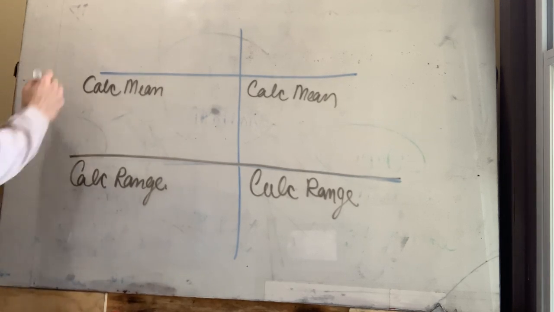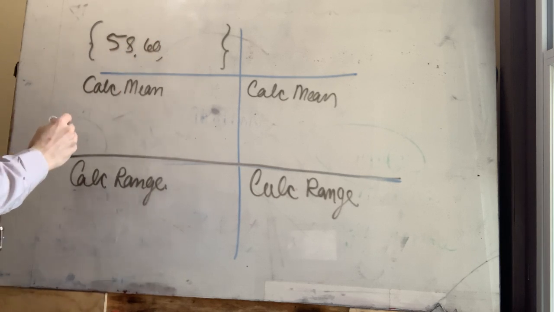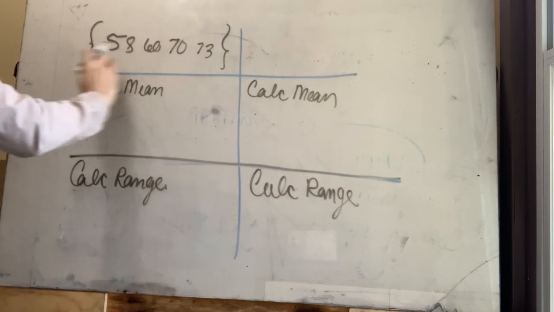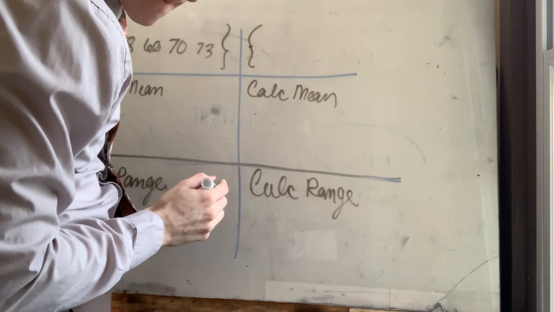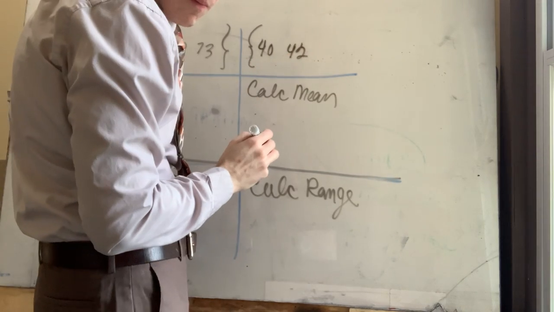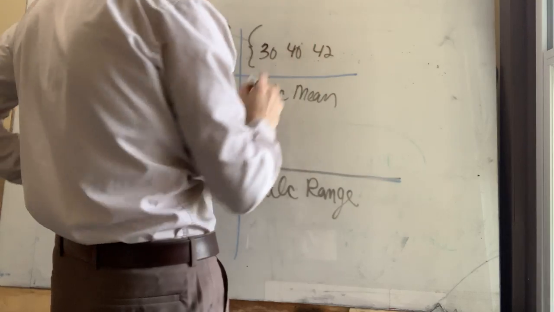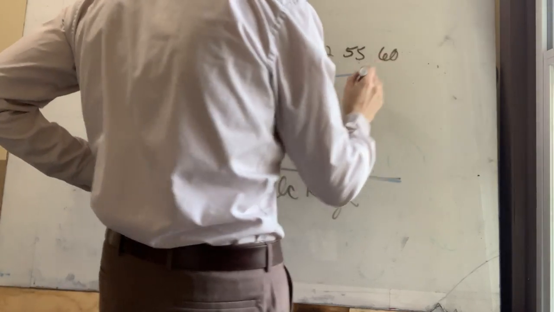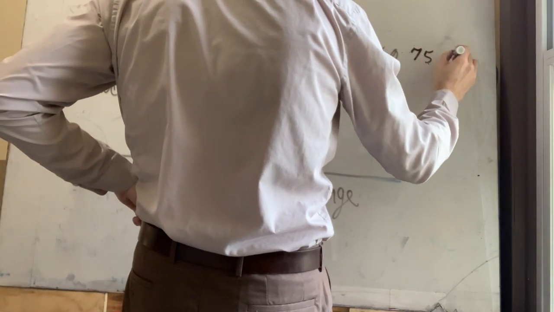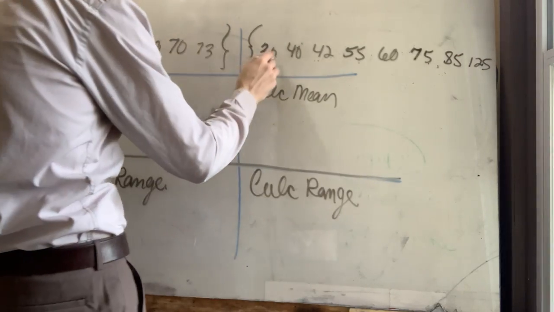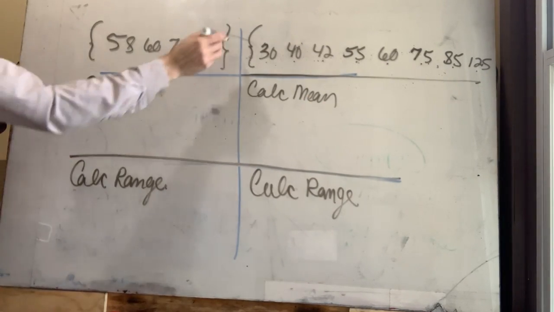Okay, so I'm going to put them in numerical order. This is the set of dog weights. Then the weights are 58, 60, 70, and 73 in numerical order. And for these, let's see, 30 is the first one, 30, 40, 42, 55, 60, let's see, 75, 85, and I believe 125, 1, 2, 3, 4, 5, 6, 7, 8, that looks correct. Okay. Sorry, this is a bit sloppy.